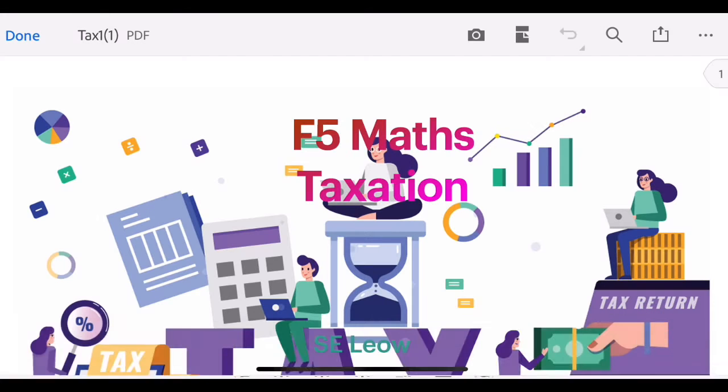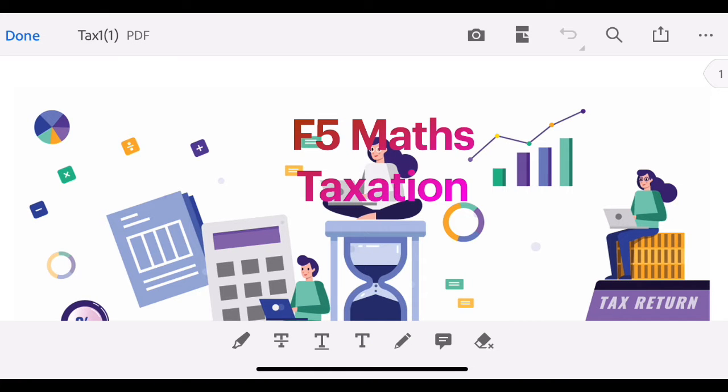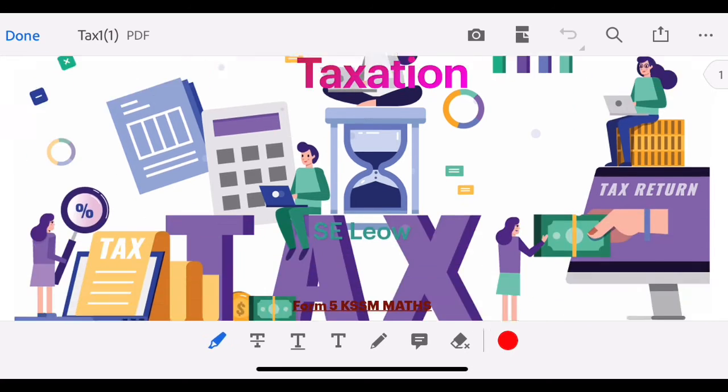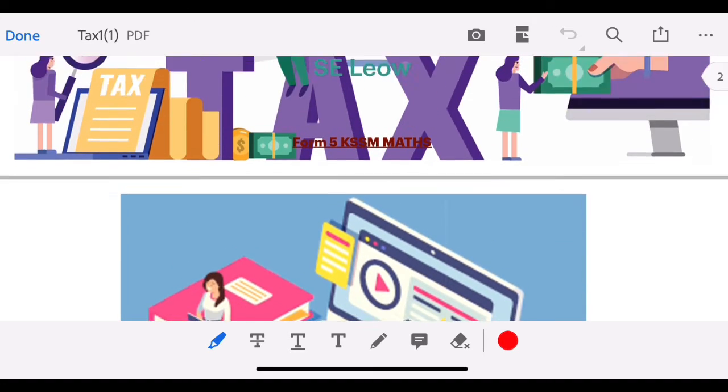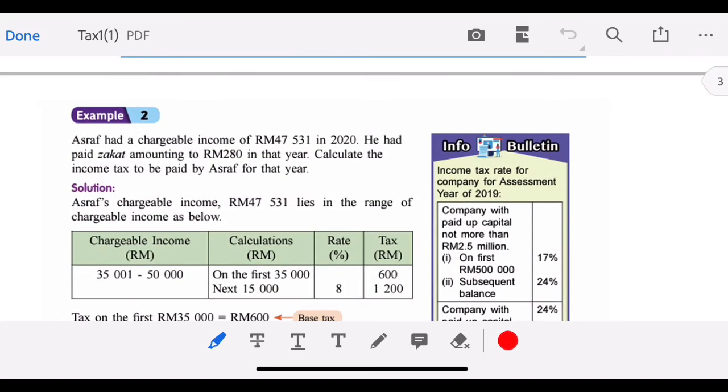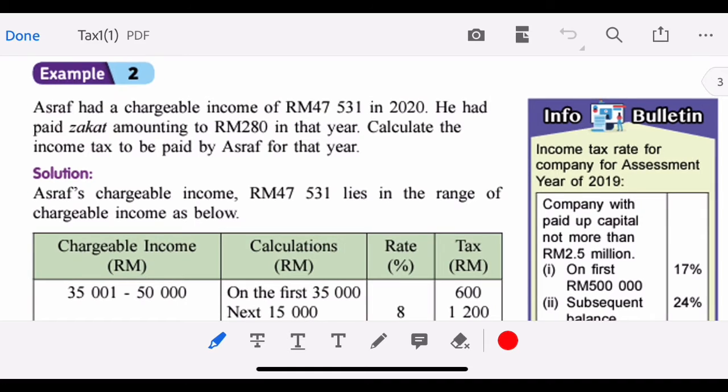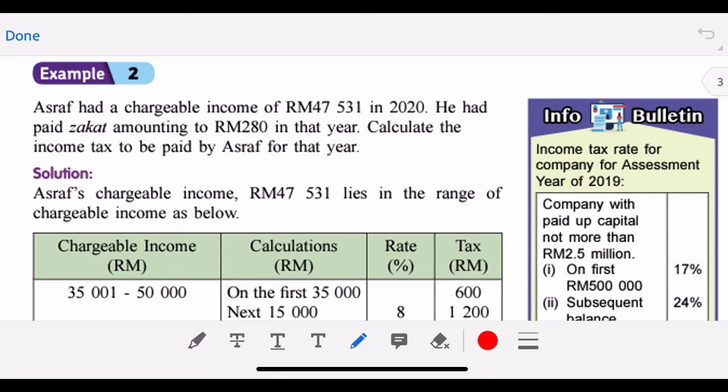For today's lesson, I will discuss the calculation for taxation. Today's main focus is example 2. So let's have a look.